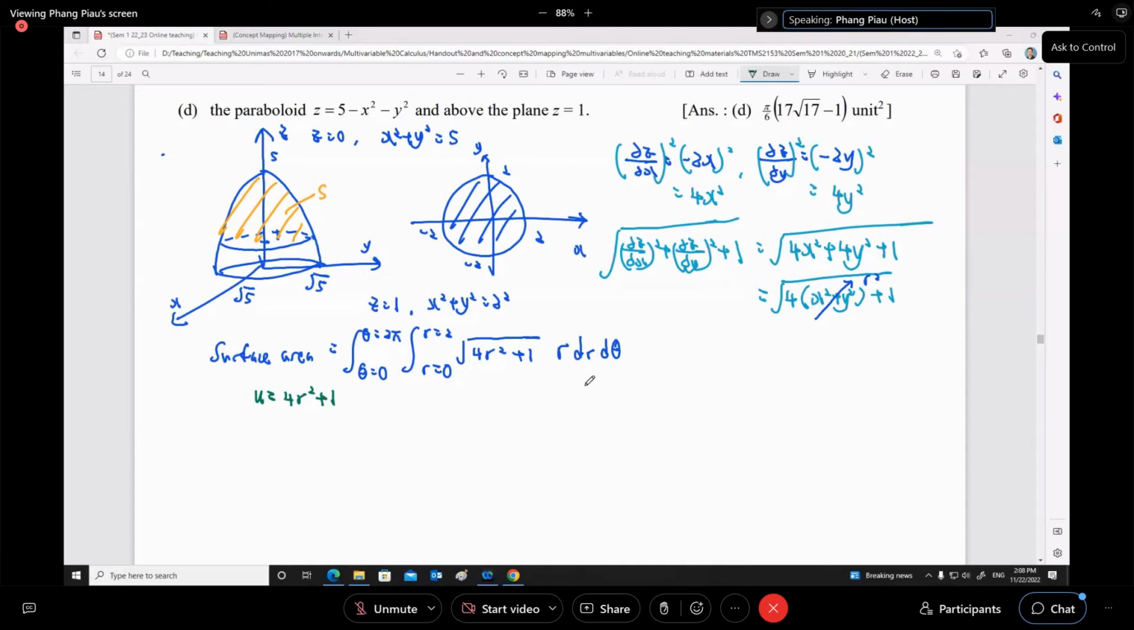Probably, I'm not sure whether it is because after pre-IU, you all forgot how to do your double integration. Okay, hopefully it is not.